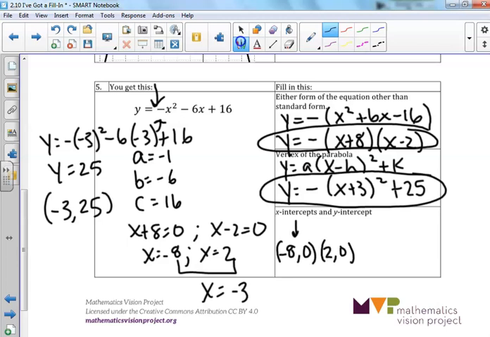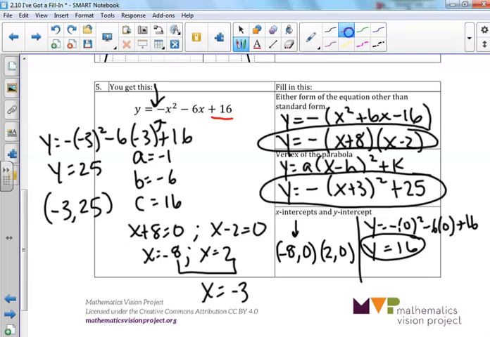and (2, 0). And to find our y-intercept, keep in mind, we would plug 0 in for x. So let's do that. y equals negative 0 squared minus 6 times 0 plus 16. So y is 16. Also recall that the c value on the end of your quadratic function, as long as it's in standard form, will always be your y-intercept. So therefore my y-intercept is the coordinate point (0, 16).